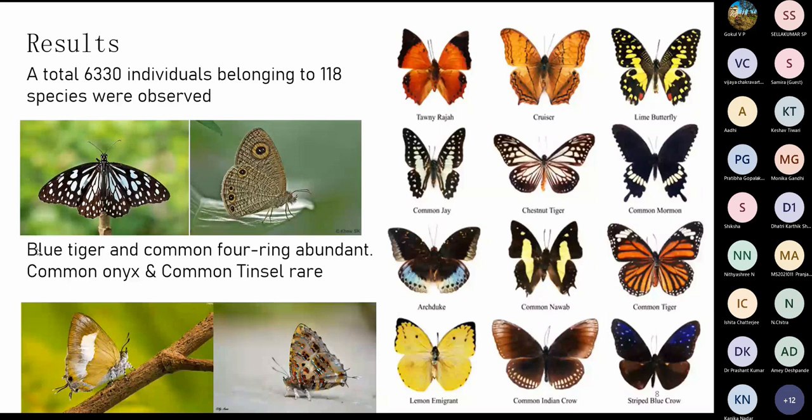One interesting thing about butterflies is that many of these butterflies are named after the colors and patterns that they have. So the blue tiger has a tiger-like pattern, and that's why it's called blue tiger. Whereas the common four-ring has rings on the wings, and that's why the name common four-ring. If you see carefully, it has 5 rings, but you don't consider the ring on the top wing, only the rings on the bottom wings are considered, and that's why it is called common four-ring.